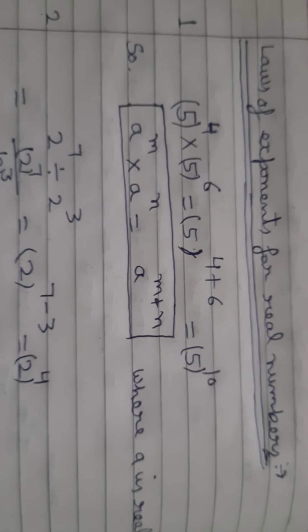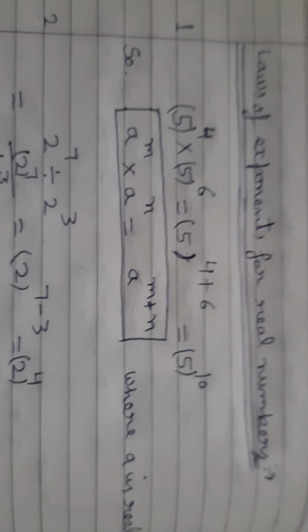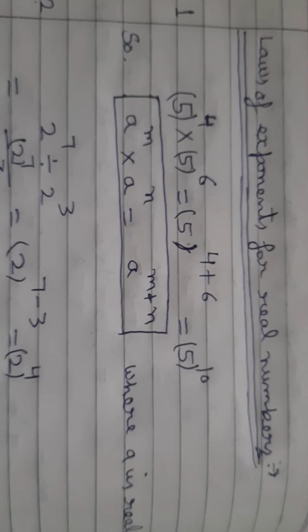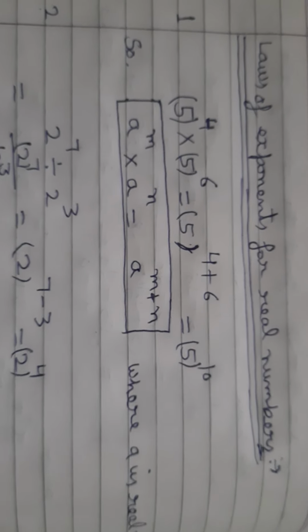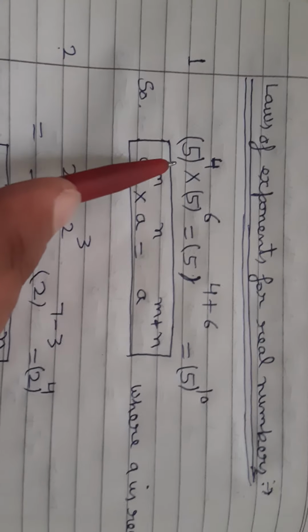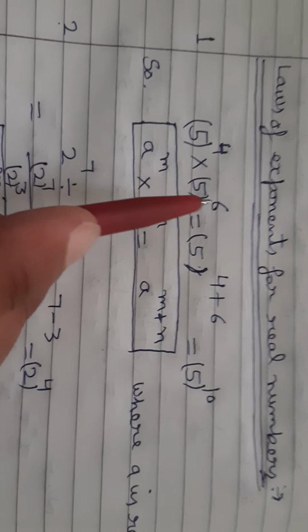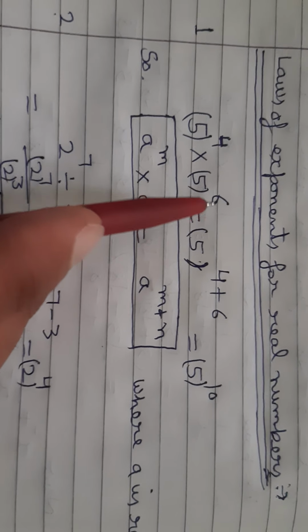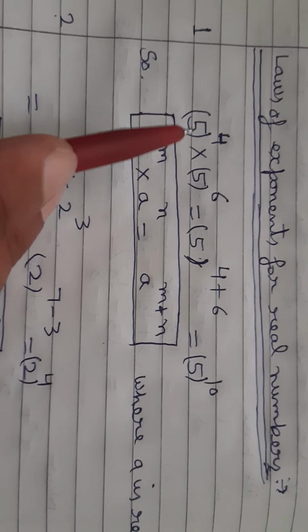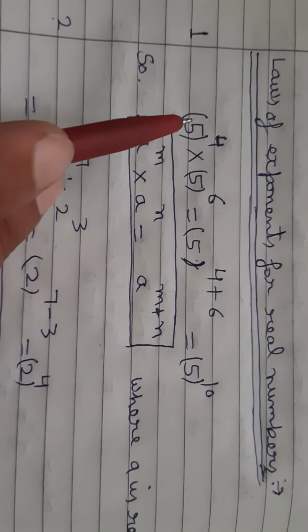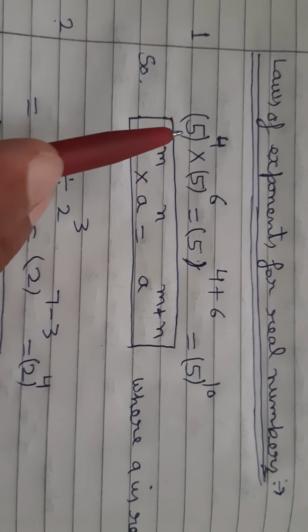Today we are going to discuss the laws of exponents for the real numbers, with the help of some examples, and then we will go for the rules. Suppose we are given 5 raised to the power 4 multiplied by 5 raised to the power 6. Now 5 raised to the power 4 means 5 multiplied by itself 4 times. It means 5 into 5 into 5 into 5.